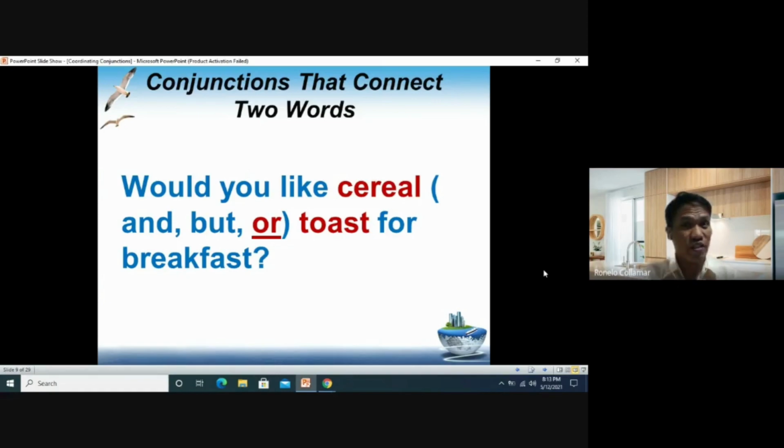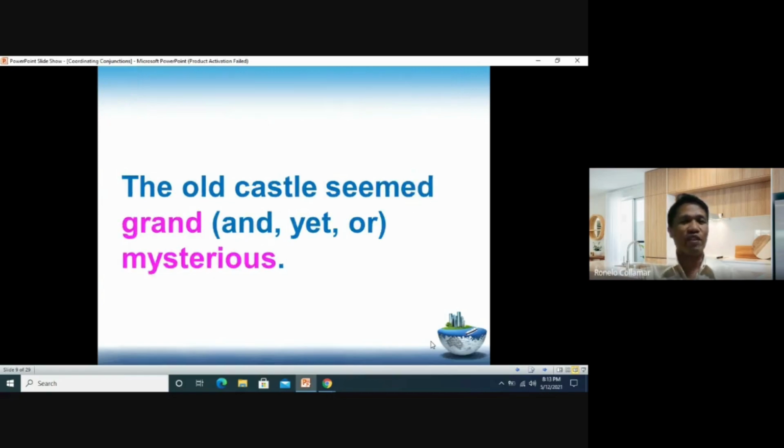Therefore, you are going to use or if you are having a preference or an alternate, an option to be more exact. So the complete question now is, would you like cereal or toast for breakfast? You're being asked with an alternative. You're going to use or here because you are being given choices, and the word or is used to indicate an alternate, an alternative, an option.